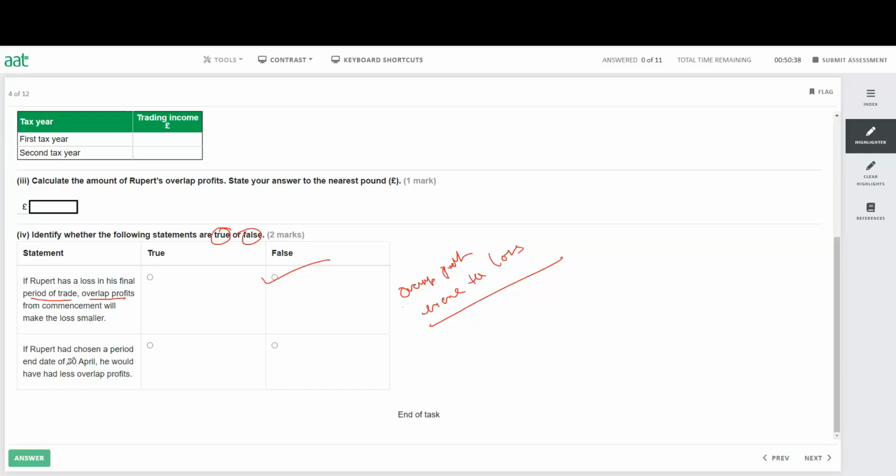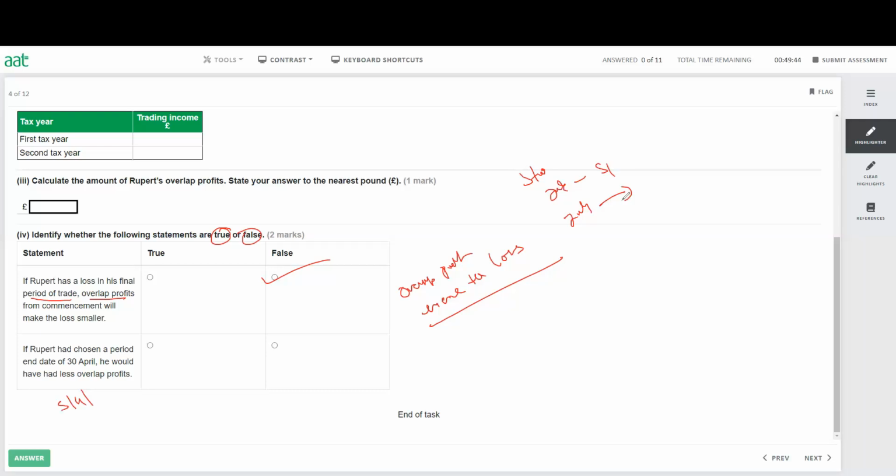The next one says, if Rupert had chosen a period end of 30th of April, he would have less overlap profit. That's not true. If you choose the period end of 5th of April, then there will be an impact on the first year. It will be easy to calculate and carry on for the basis period. But at the end, if there is an overlap profit because of the chosen accounting period, it will not help. Obviously if you started your business in July, and you finish in April, then in the next year you have to start from July.